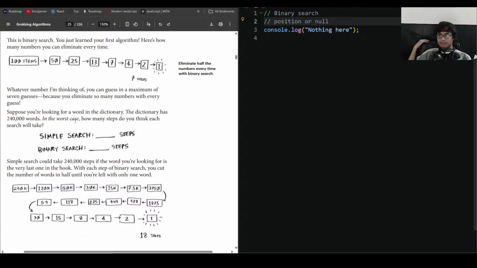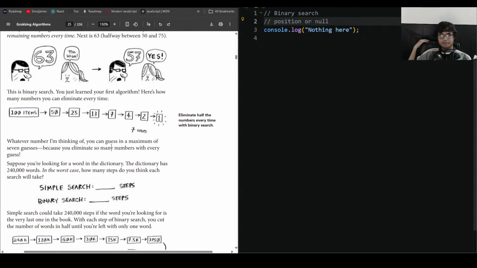Whatever number I'm thinking of, you can guess it in a maximum of 7 guesses, because you eliminate so many numbers with every guess.